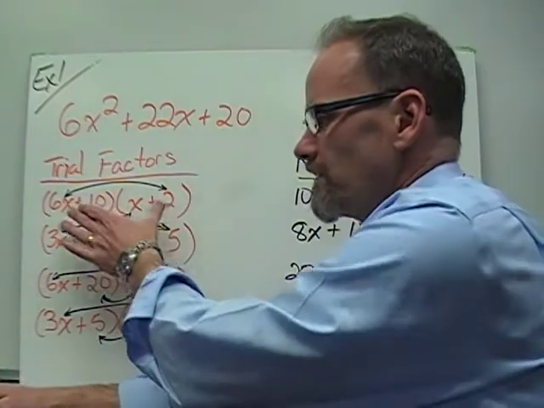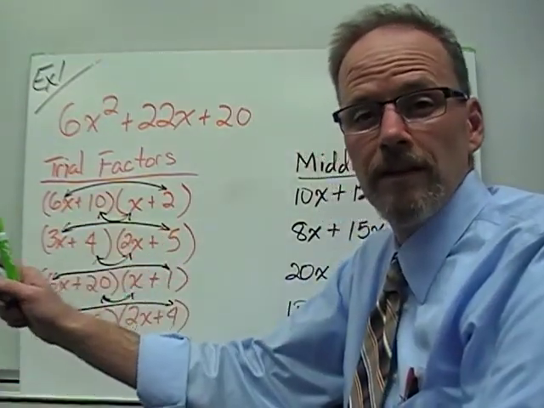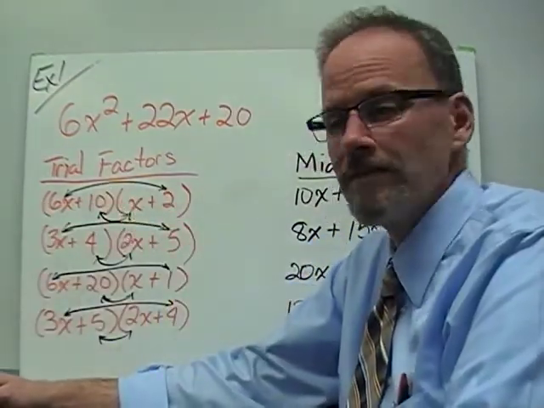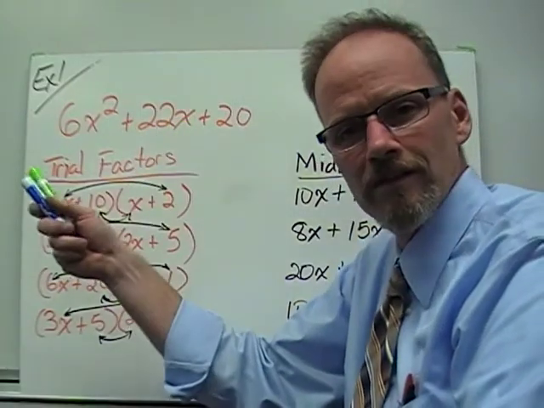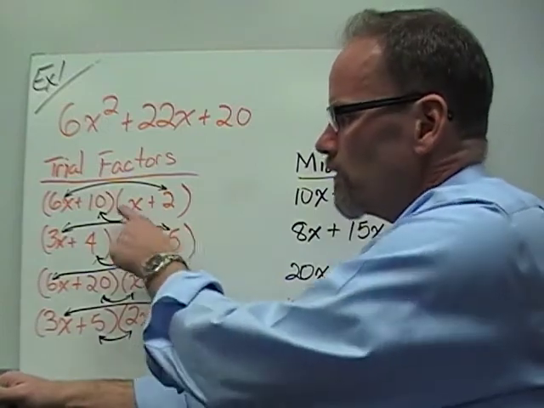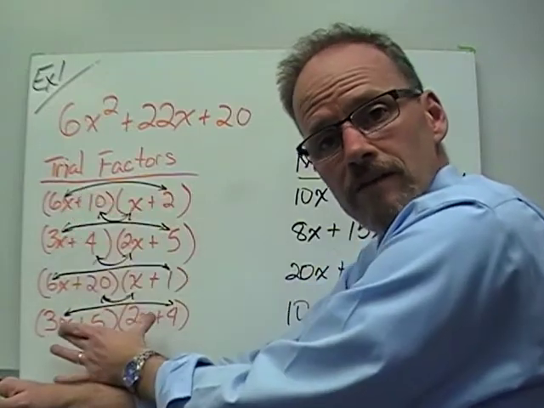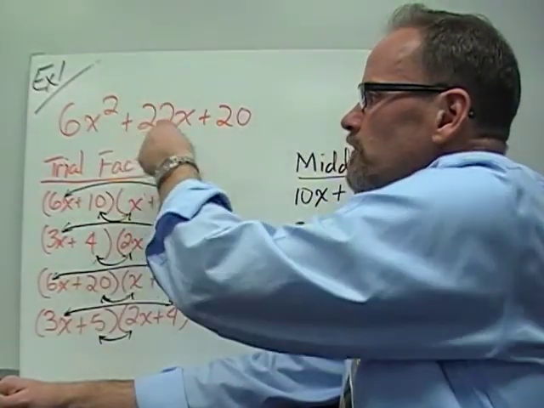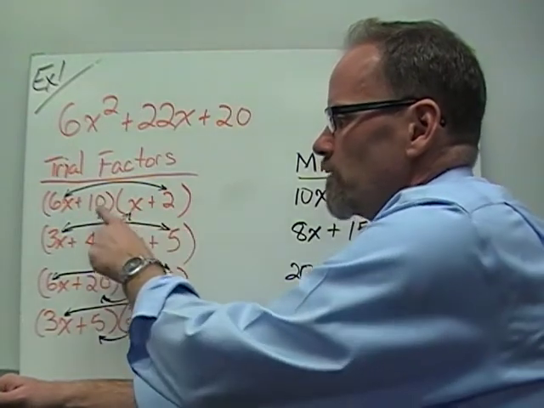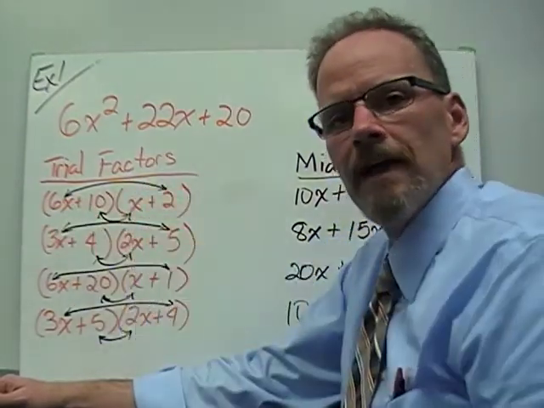So how do I test? The way I test for each one of those is to find out who's the lucky binomial times binomial that's going to work for this. You already saw in the beginning that it was this one, but we're going to see how to use this to find out the middle term, 22x. So I'm going to test this one right now. Remember, I'm just going to multiply the inners and the outers and add them up.